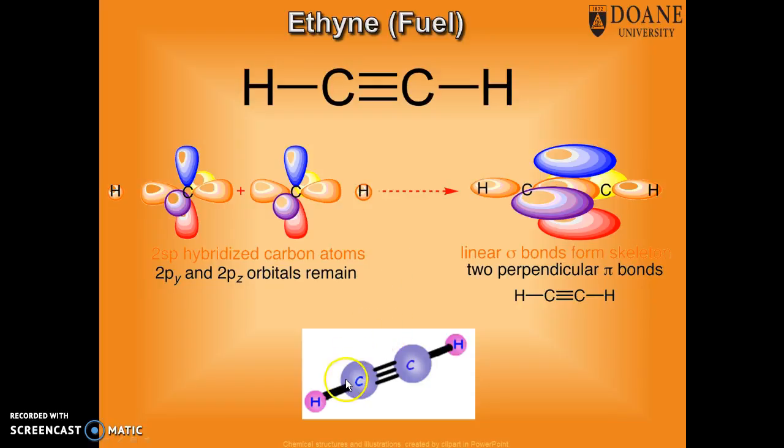Looking at the geometry, you can see that the angle between this sigma bond and this triple bond, which one of them is sigma, is 180 degrees. So that means that this molecule is linear in shape.